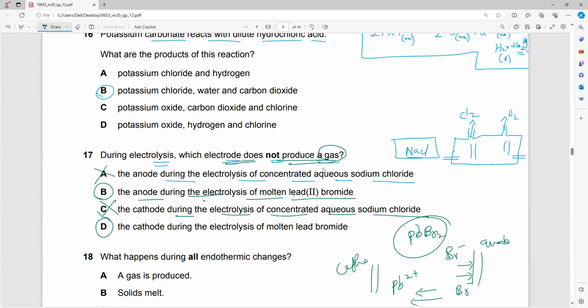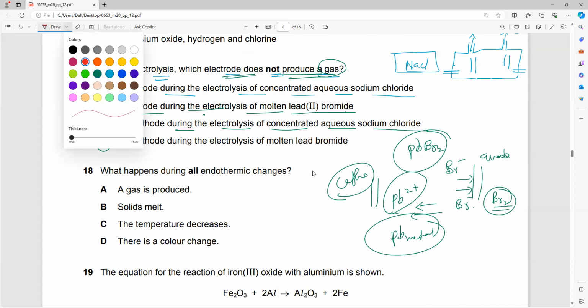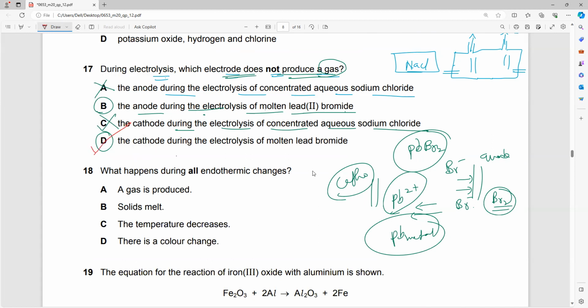What gas is produced at the anode? Bromine gas. Then what about the cathode? We are getting lead metal. No gas is produced here. So what is the answer? Option D: the cathode during the electrolysis of molten lead bromide.